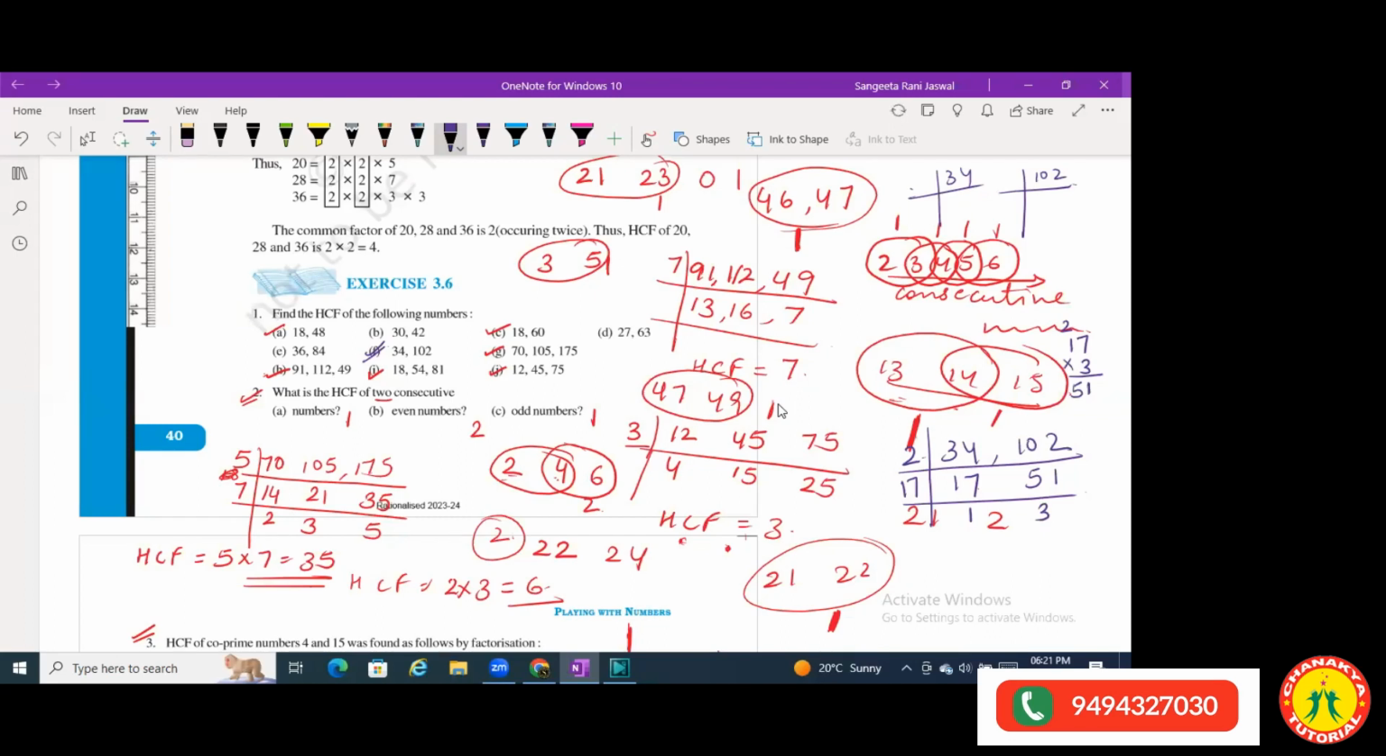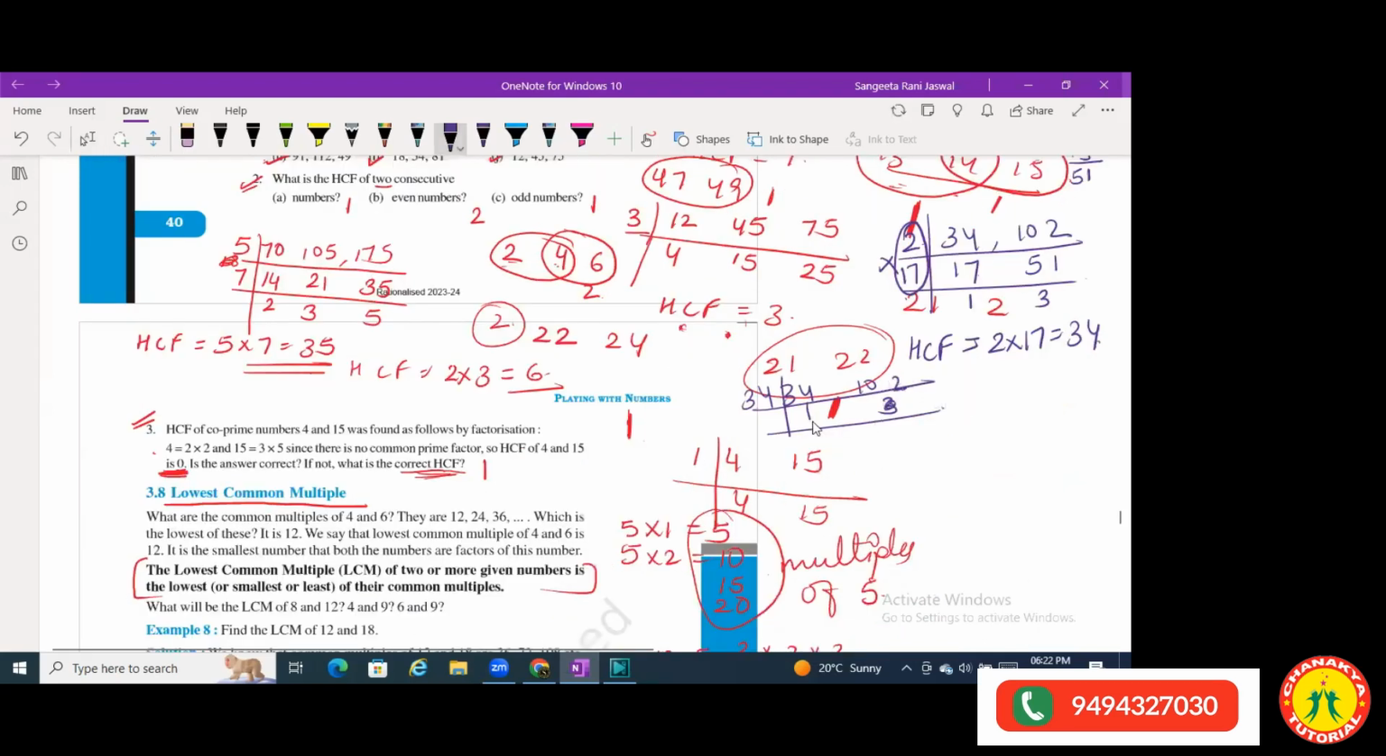So which are the common factors here? 2 and 17. Is it? Yes, ma'am. 2 and 17 are the common factors, no? And the highest common factor will be what? If I multiply both, I will get 34. So 34 is the highest common factor, whatever number comes here. Yes, ma'am. Clear. We'll see 3 only. 3 fours are 12, 9 and 1 is 10. We get 102. So this is 3. Okay, so 34 is the highest common factor.